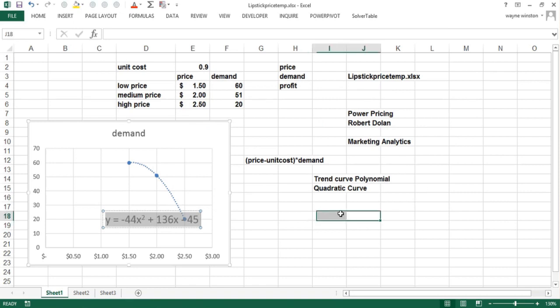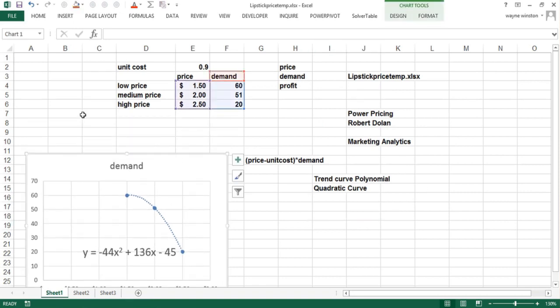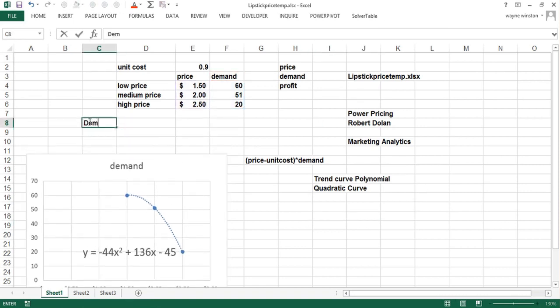Okay, so that says demand equals minus 44 times price squared, and that'll go through our 3 points, plus 136 times price minus 45. Okay, so we can use that as our demand curve.